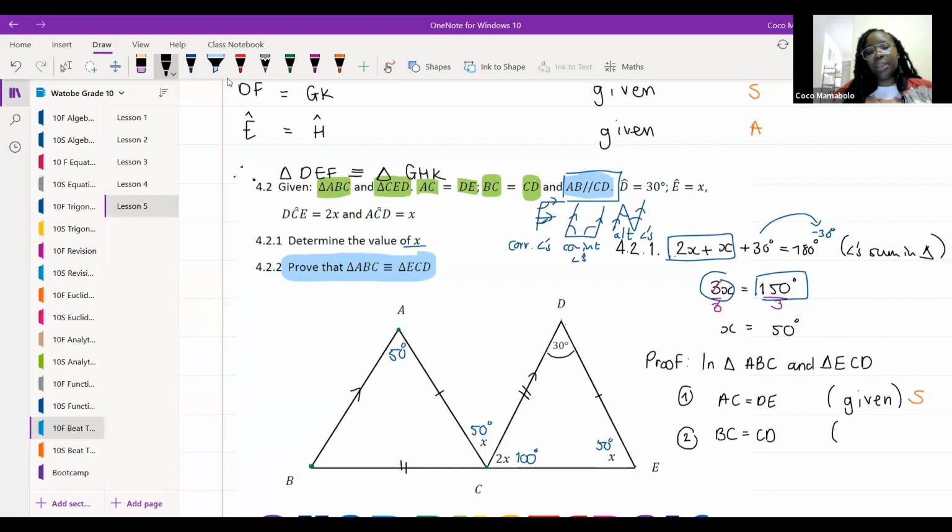What's our reason for BC is equal to CD? Oratilwe, be very careful with that statement that you've just made. It's not true. Side. It's been given to us.